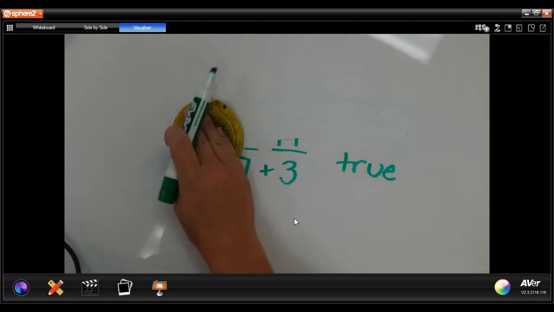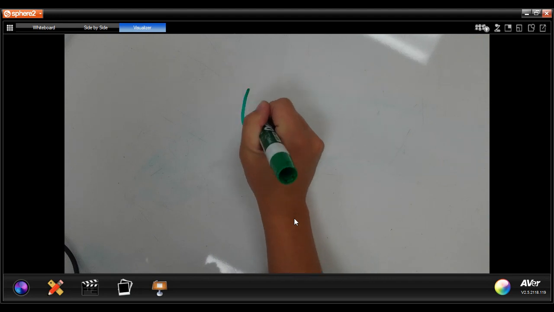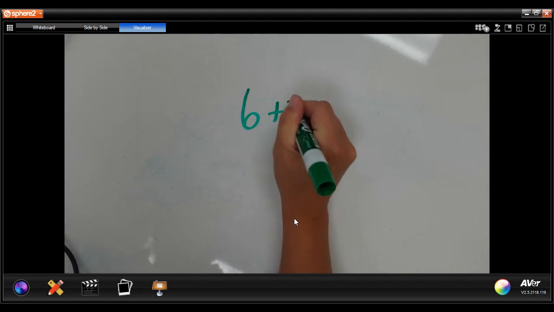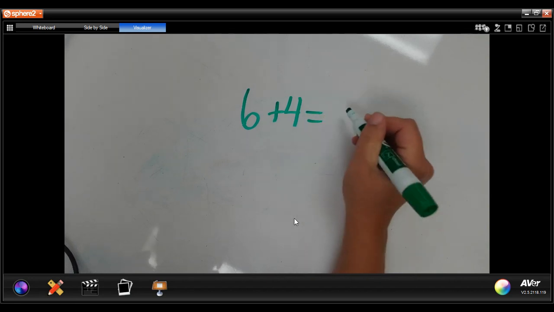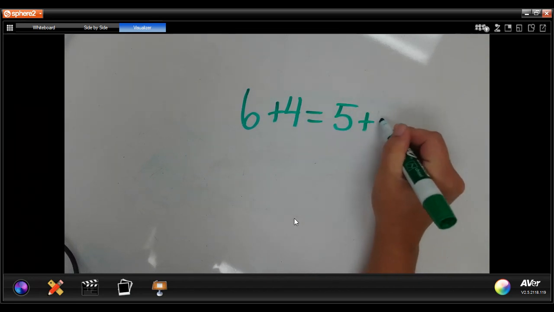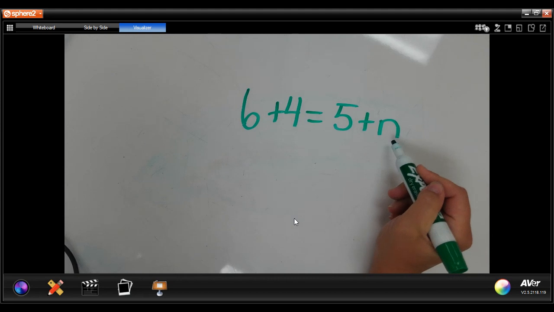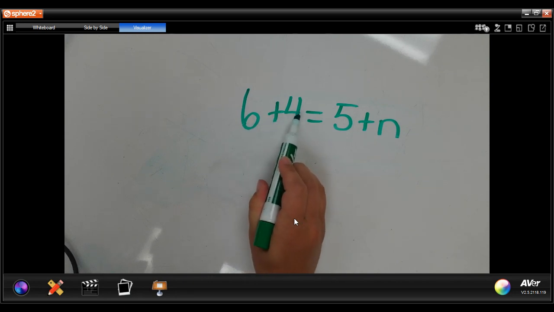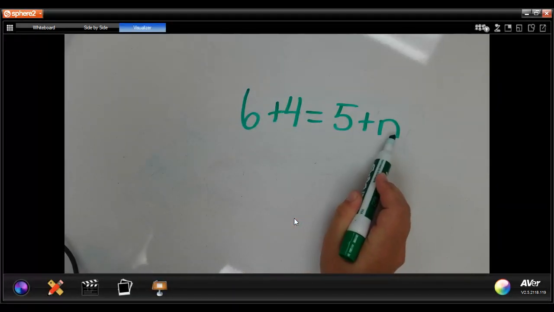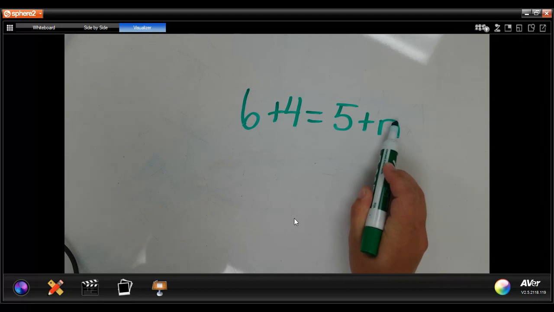Now let's move on to something a little bit different. We're going to use that same thinking to find a missing variable. A variable is when we use a letter in math to represent a number that we do not know yet, which is called solving for the unknown. I'm going to use the letter n, a very frequent variable you might see in math. This equation says 6 plus 4 equals 5 plus n, and I'm trying to solve for n.